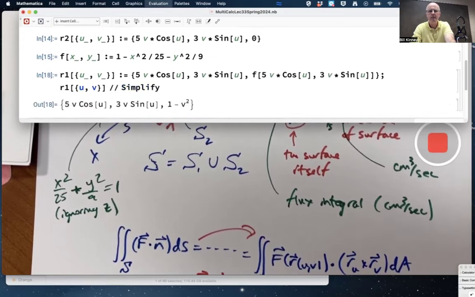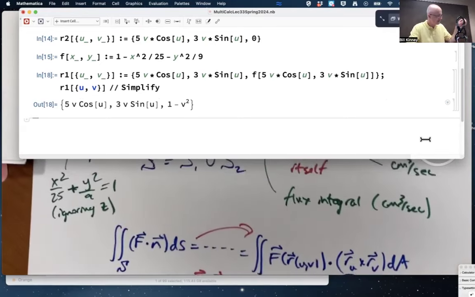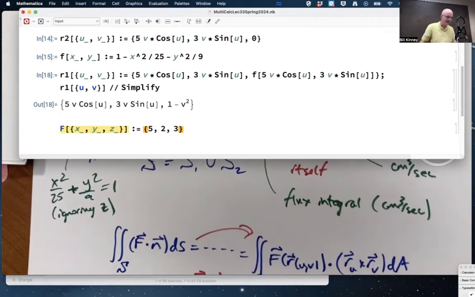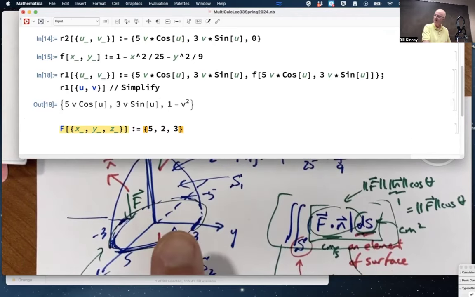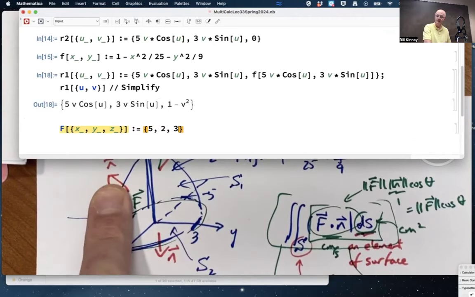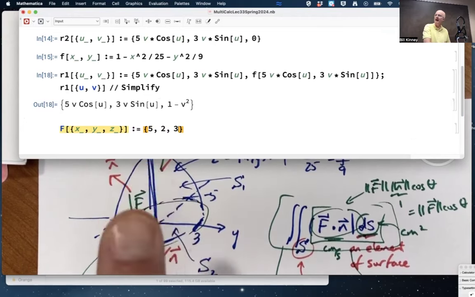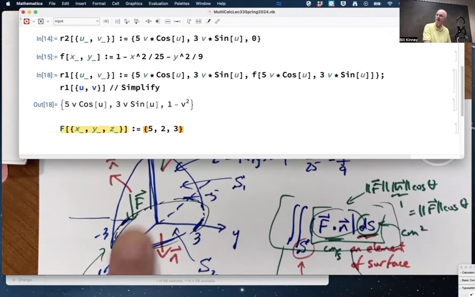Now let's go into the vector field and do the integral with Mathematica. The vector field for problem 13 again was simple. Just a constant vector, 5, 2, 3. Where is that constant vector in the picture? It would be coming out of the screen towards you. No matter where you are on the surface, whether you're here or behind on the other side, or down at the bottom of the surface, it's still pointing out of the screen towards you. It's a constant vector, no matter where you are on the surface.